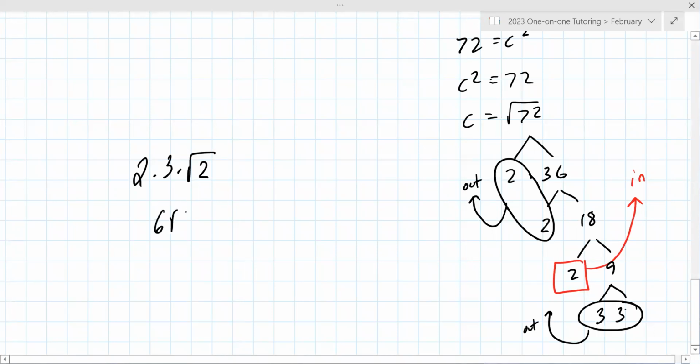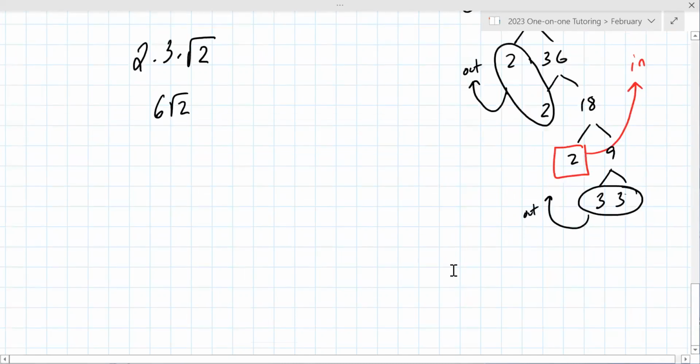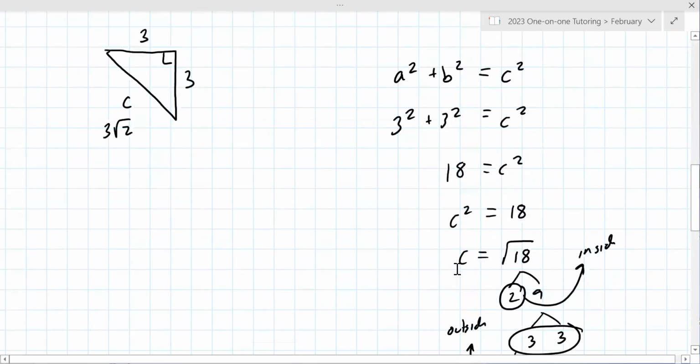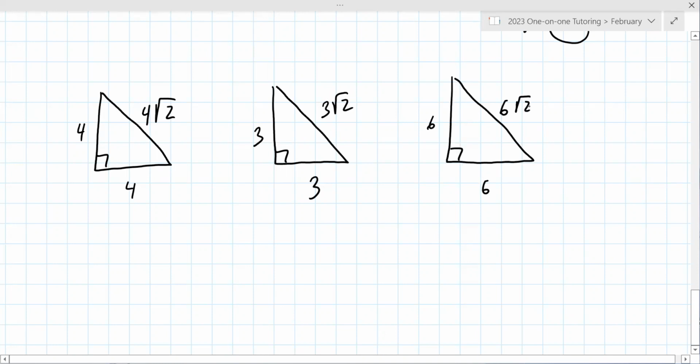Yes, that's okay. So I'm going to summarize the three triangles that we have done thus far. Let me go back and make sure I got the right numbers. Here's the first triangle we did: the legs were 4 and 4, the hypotenuse was 4 square root 2. Then we did legs of 3 and 3, hypotenuse 3 square root 2. Then we did one that was 6 and 6, hypotenuse was 6 square root 2.